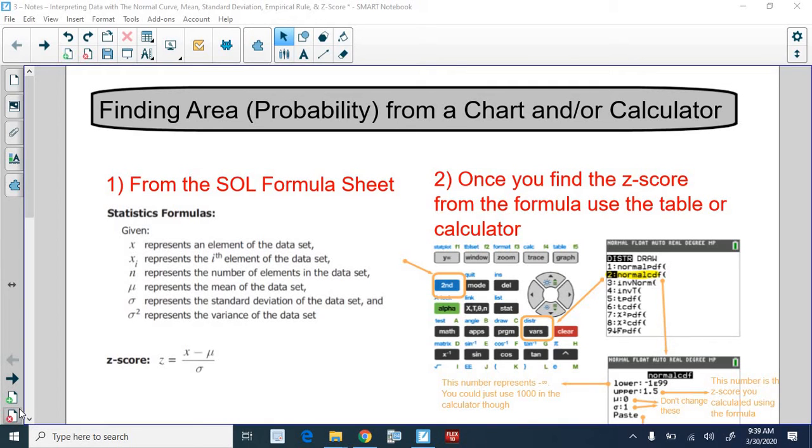Alright, this video is going to focus on how to find z-score, convert it to area or probability using a chart and/or calculator, as well as talk about the empirical rule and percentiles.